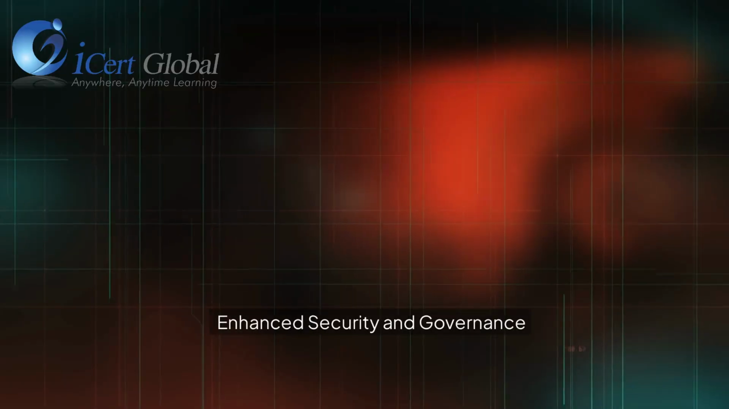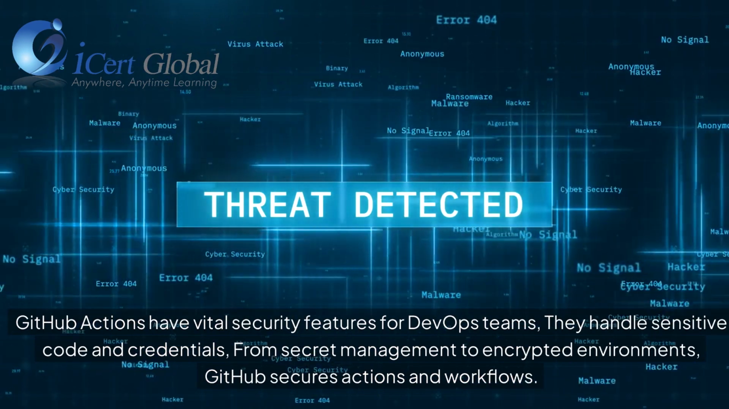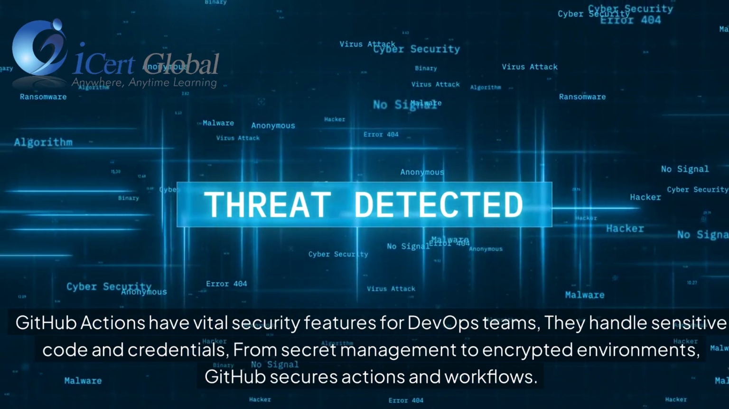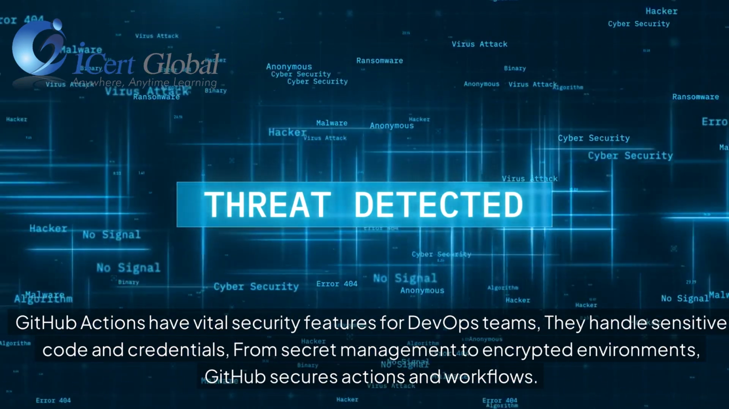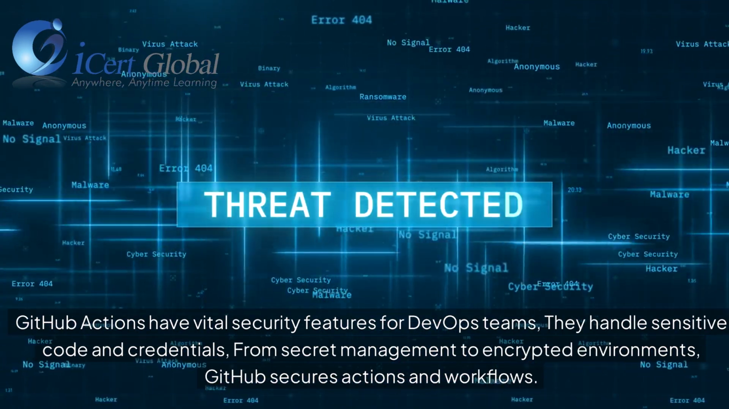Enhanced security and governance. GitHub Actions have vital security features for DevOps teams. They handle sensitive code and credentials, from secret management to encrypted environments. GitHub secures actions and workflows.